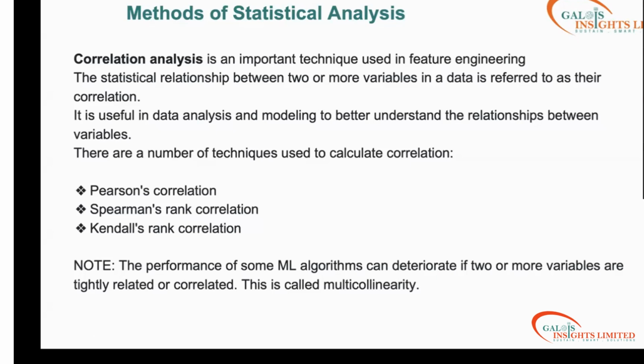For example, we have the Pearson correlation, the Spearman rank correlation, and the Kendall rank correlation. For example, the performance of a machine learning algorithm can deteriorate if two or more variables are highly correlated. So it's important to analyze the correlation before applying a machine learning algorithm.